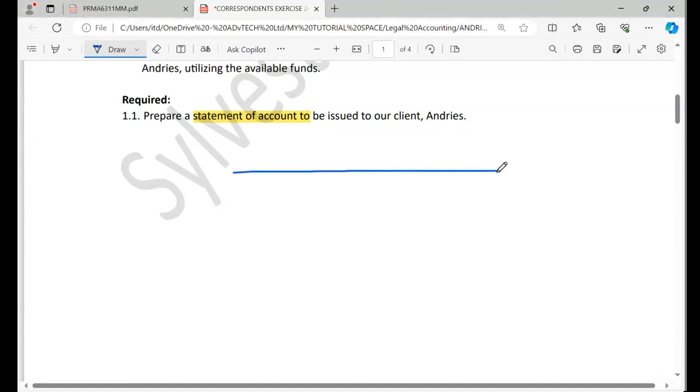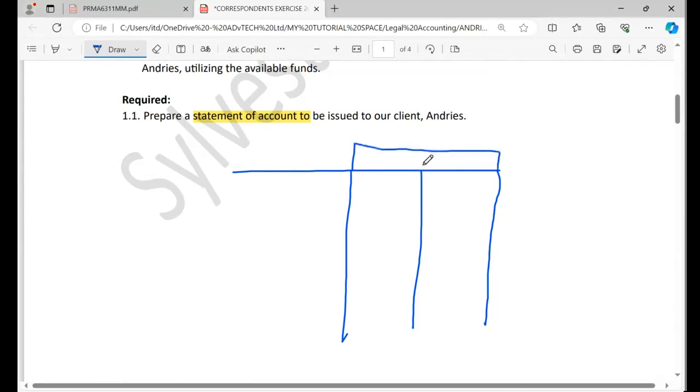I don't have a ruler, so never mind. And then definitely, this one will be the debit, and that one will be the credit. Sorry guys, I'm just trying to improvise. Just the bottom line, as long as you get the message.